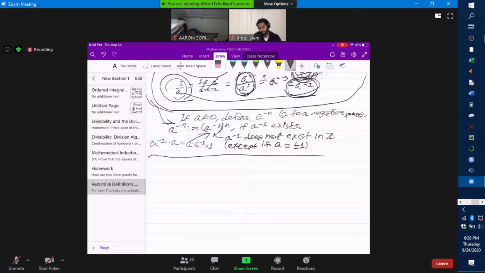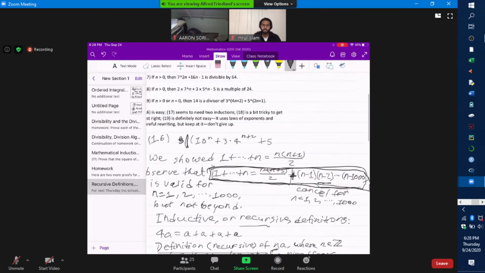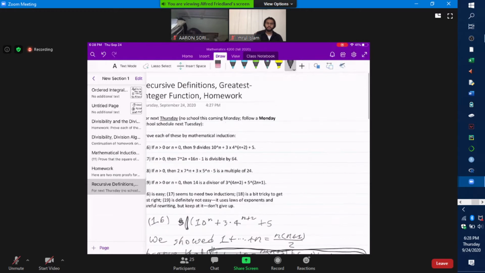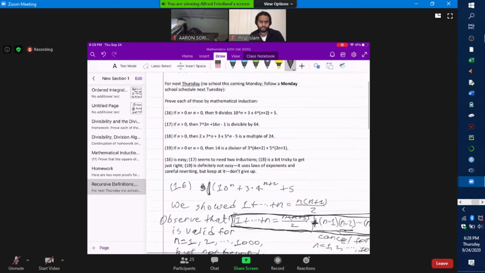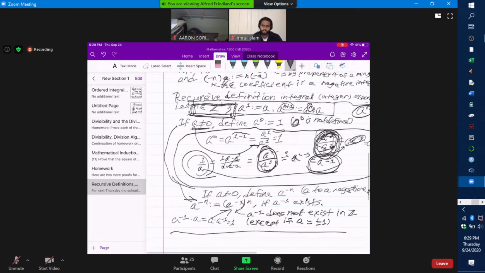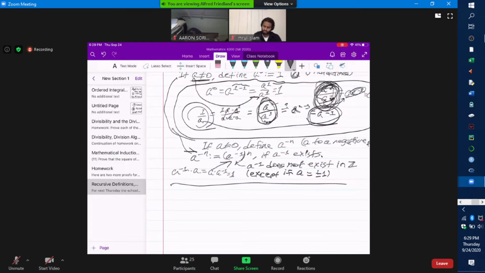The next thing, so at the top here, I wrote that I want to cover recursive definitions, the greatest integer function, and then spend the rest of the period going over some of the homework that I've been asking you to do. So let's just give, this will look trivial, but it's actually a function that's very often used in number theory. It's called the greatest integer function.